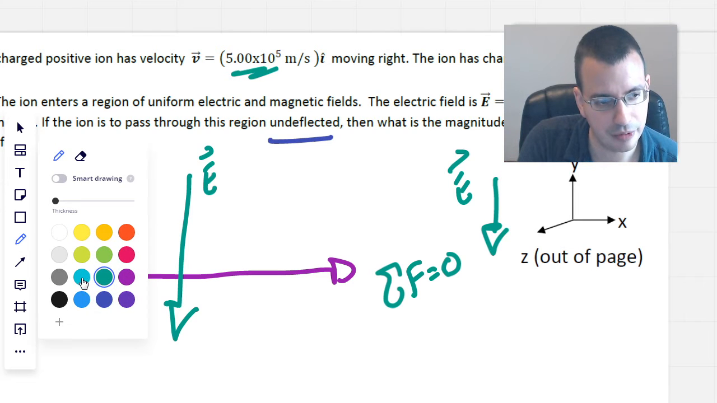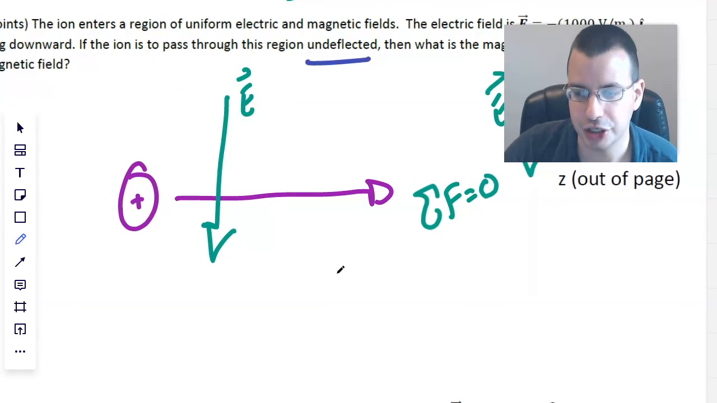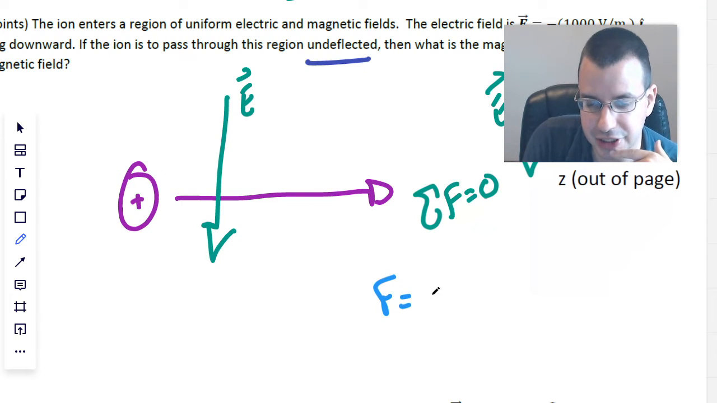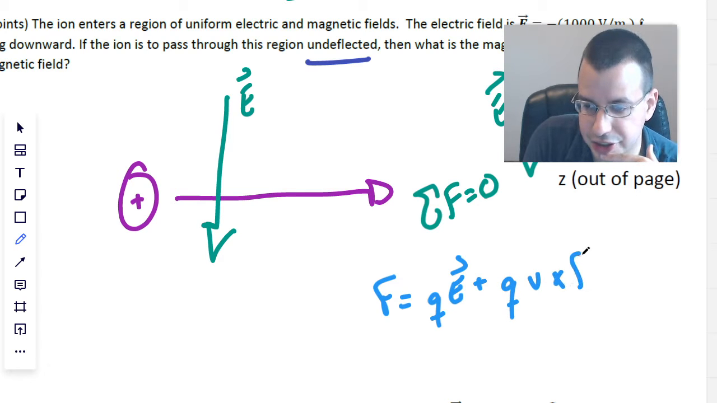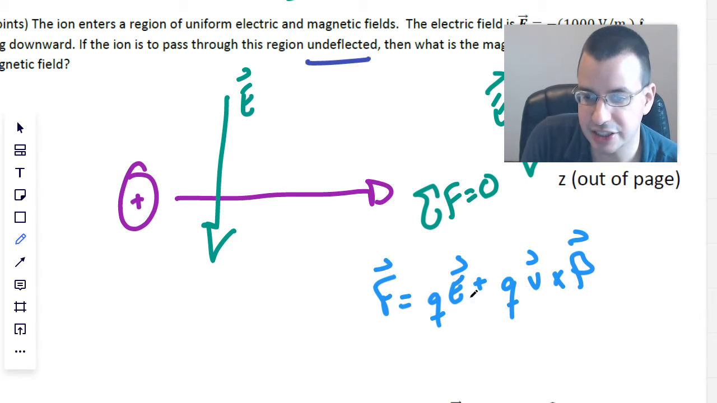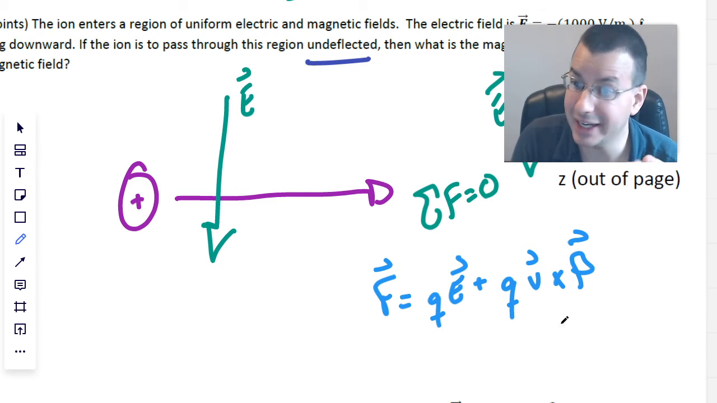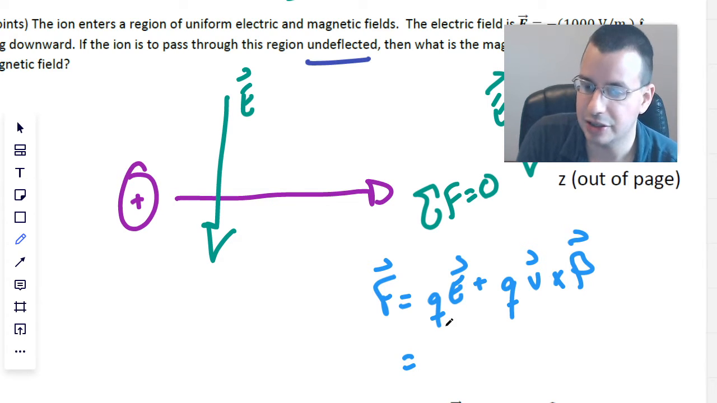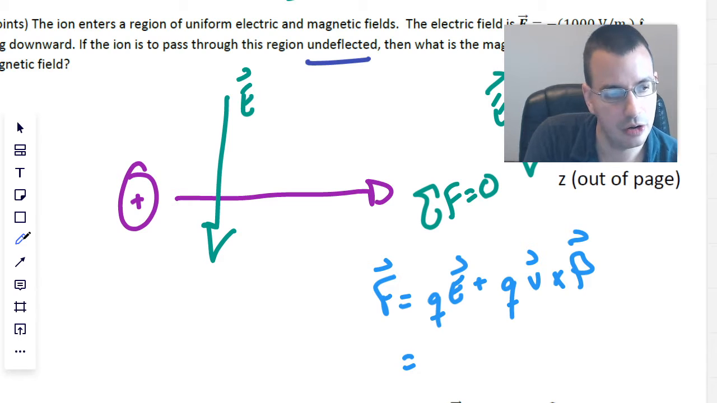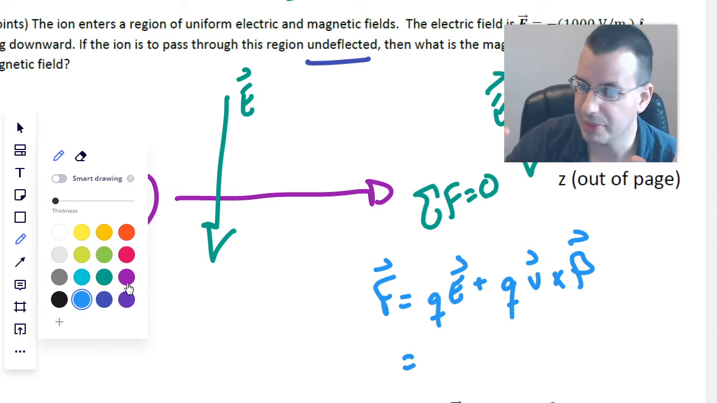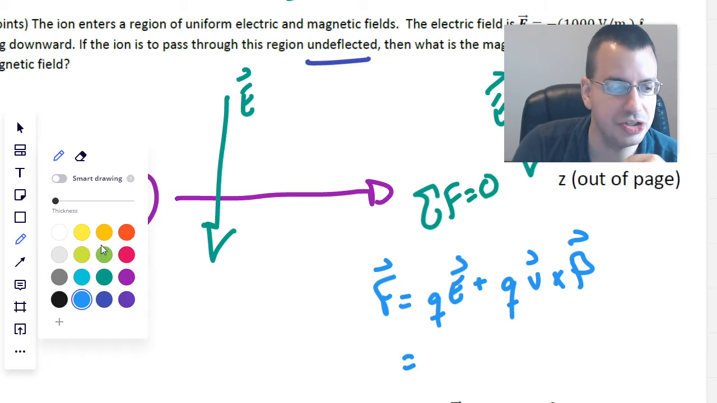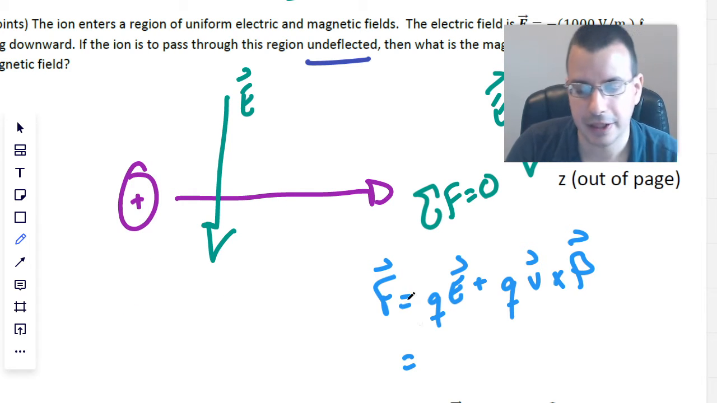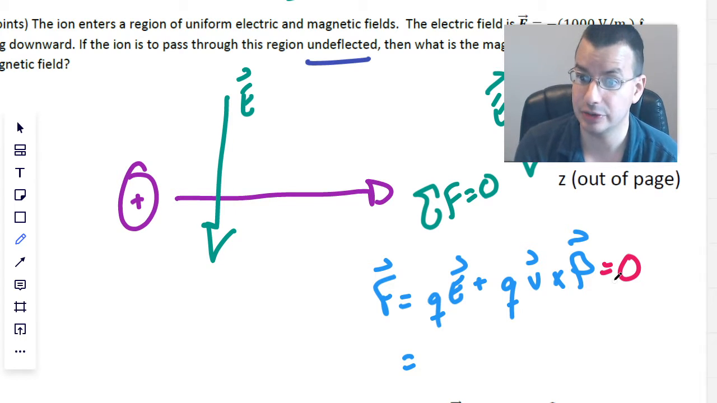So I'm going to write up the equation for force on a moving charged particle. The equation I use is force equals QE plus QV cross B, where V is velocity, E is electric field, and B is magnetic field. I always write this out whenever I have a moving charge, because a lot of times either the electric field will be 0, or the magnetic field will be 0, or velocity will be 0, and you can cancel something out. I still like writing the whole thing up just to keep my head straight. Undeflected means we're going to assume that the net force is 0.